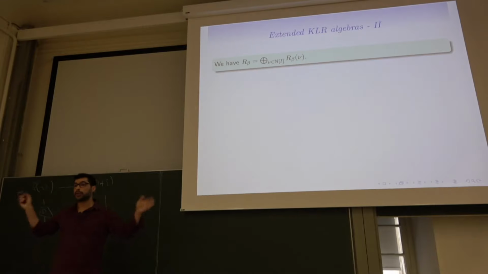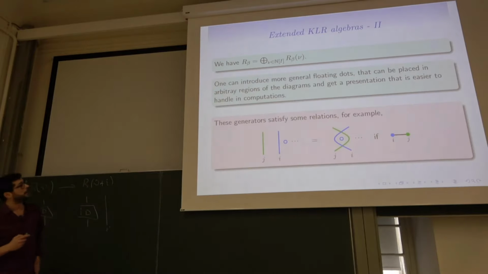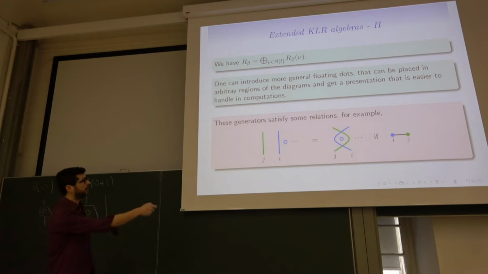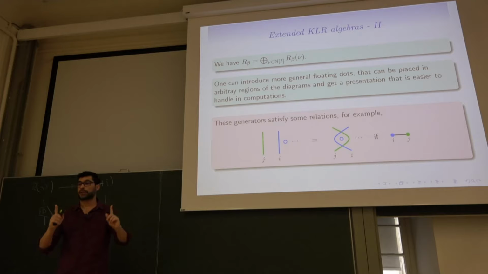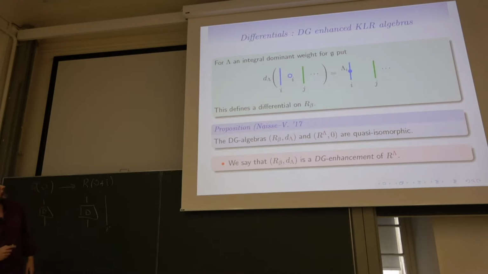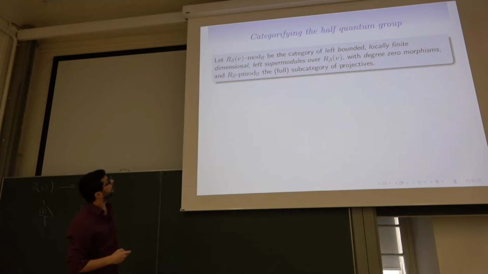Can do a block decomposition as before in terms of weights. And as I said before, you can add some more general generators, like we can place a floating dot here, and they will satisfy a bunch of relations, which are redundant. The only thing you need is this guy in these two relations. That's enough to define the algebra and the categorical action and compute the Grothendieck group.